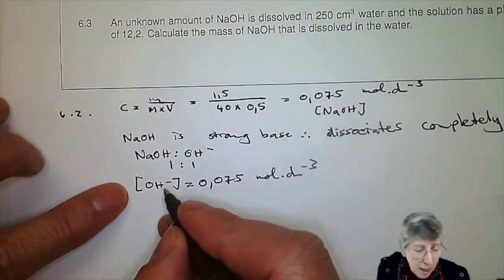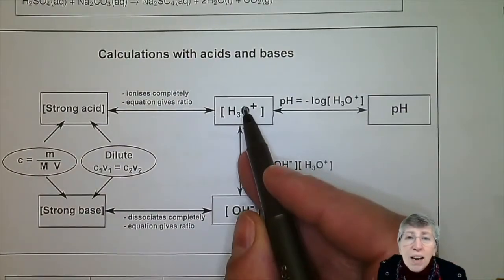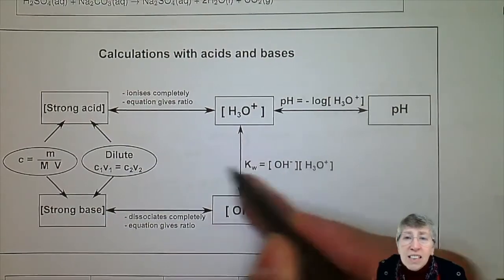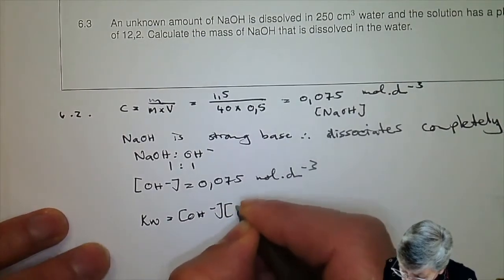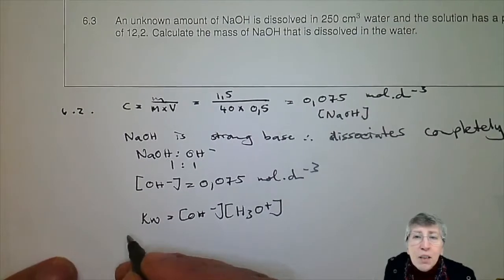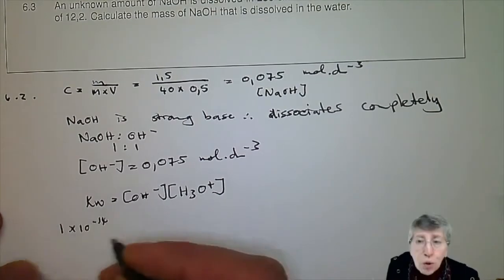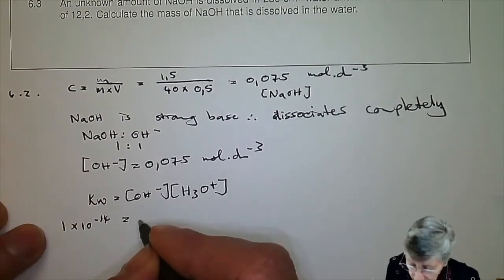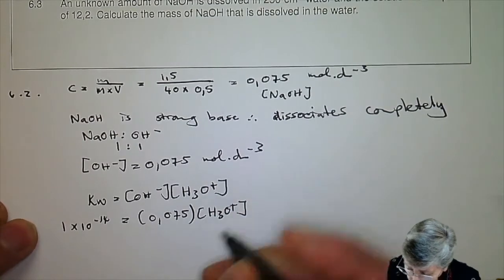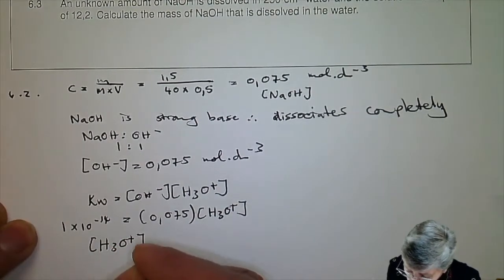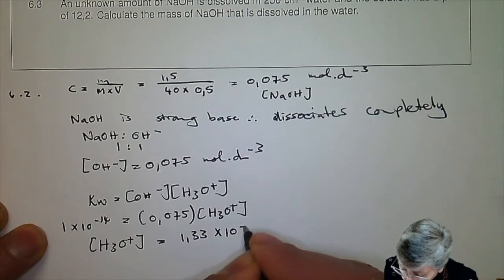Now I've got the OH minus. How do I go from OH minus to pH? For pH, I need the hydronium ion, right? But I've got OH minus. So that is the Kw expression. Kw equals OH minus times H3O plus, right? Now Kw is a Kc, it's an equilibrium constant. We're going to use 1 times 10 to the minus 14 because we assume we are at 25 degrees Celsius, right? And that being 0.075, that will give us the hydronium ion concentration, right? So I end up with the H3O plus being that divided by that, and I end up with 1.33 times 10 to the minus 13.